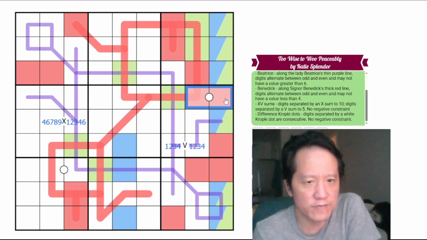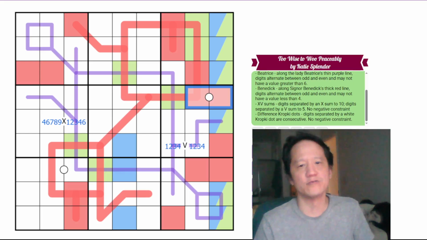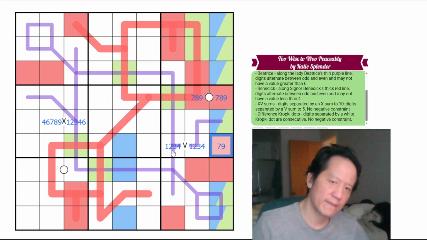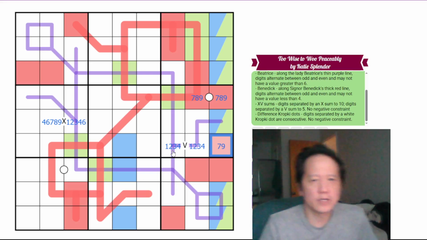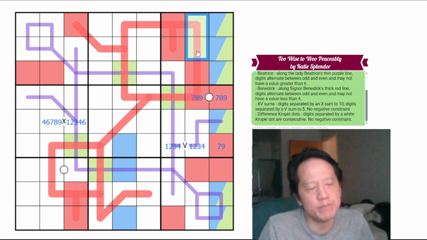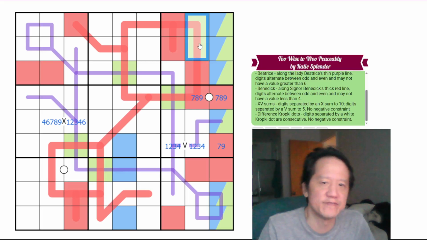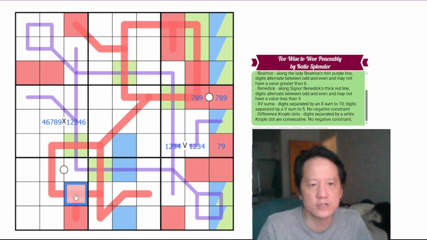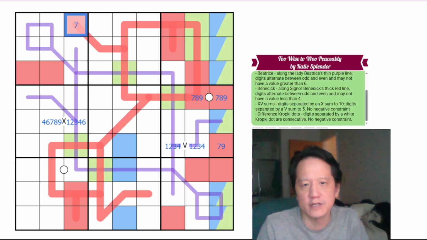These are consecutive. They're both high. So 8 has to be one of these digits. So this is 7, 8, or 9, which forces this to be 7 or 9. One of these has to be a 5, because it alternates between odd and even digits here. Same here. One of these has to be 8, because it alternates between odd and even here. So same here. This has to be 8. So this is 7 or 9 here.